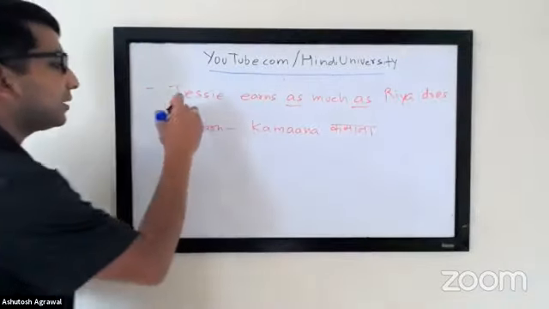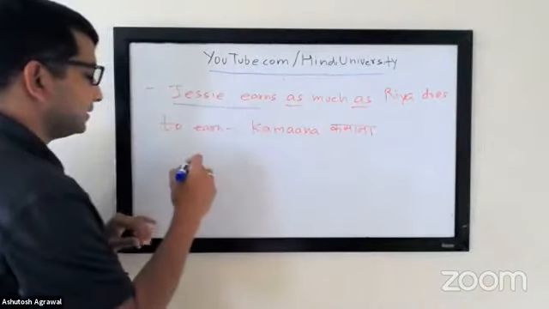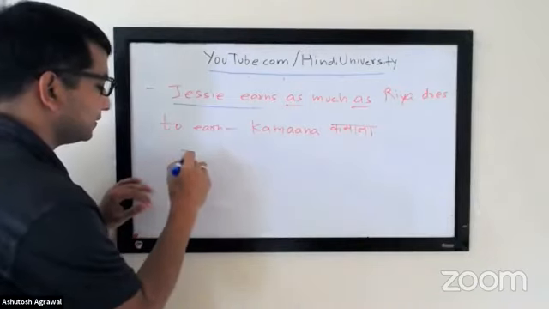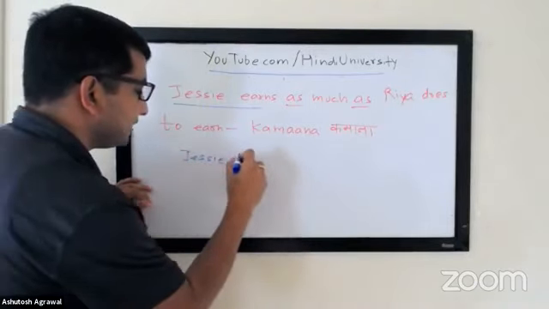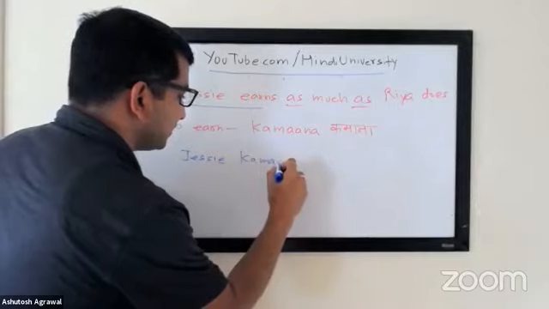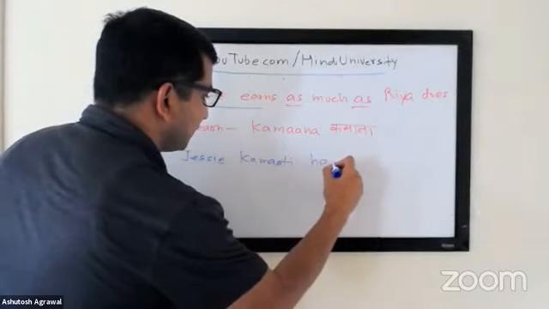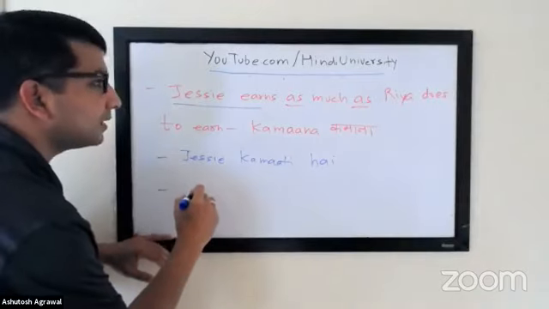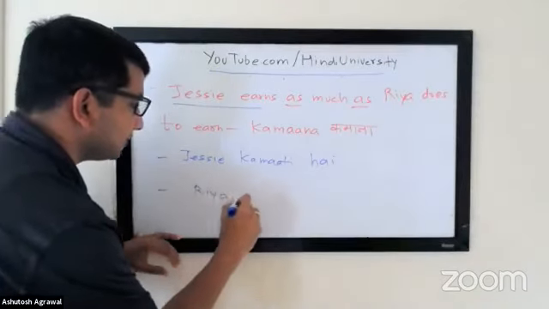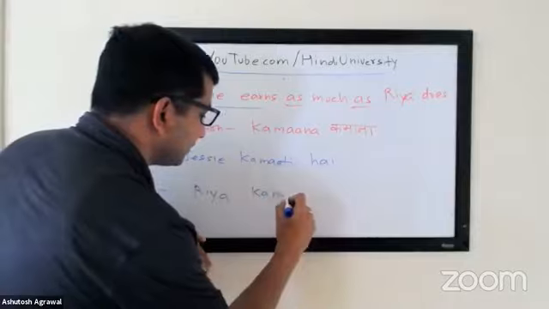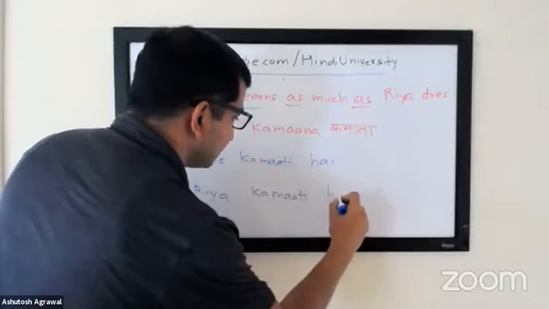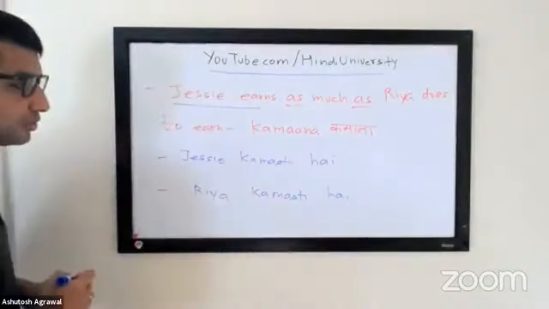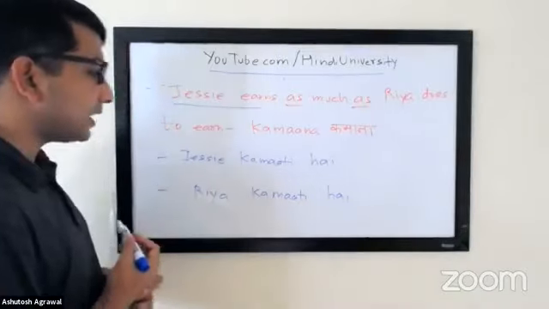So how will you say Jesse earns? Let's try to break it down. How will you say Jesse earns? जैसी कमाती है. Very good. Jesse kamati hai. How will you say Riya earns? Same thing, right? Riya kamati hai. And all you have to do is put the utna and jitna here.